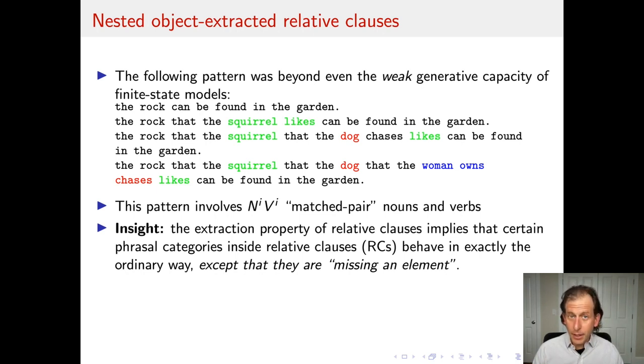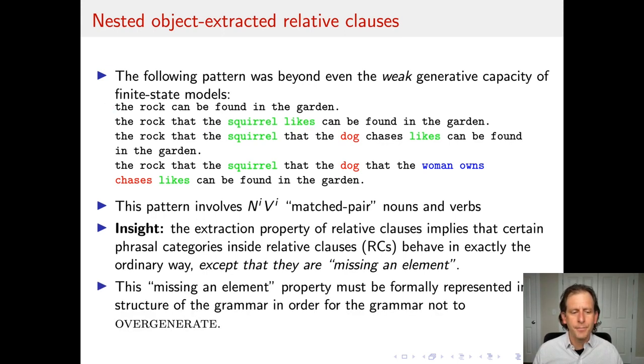Now, there's an insight into understanding the syntax of these examples, which is the following. And this is a little different than the previous cases that we looked at. The extraction property of relative clauses implies that certain phrasal categories inside them behave in exactly the ordinary way, except that they're, quote-unquote, missing an element. So what I mean by missing an element is, for example, the rock that the squirrel likes. So the squirrel likes is an ordinary kind of syntactic phrase. In particular, it's a clause, the same way as the rock can be found in the garden is, but it's missing an element, in particular the object of likes.